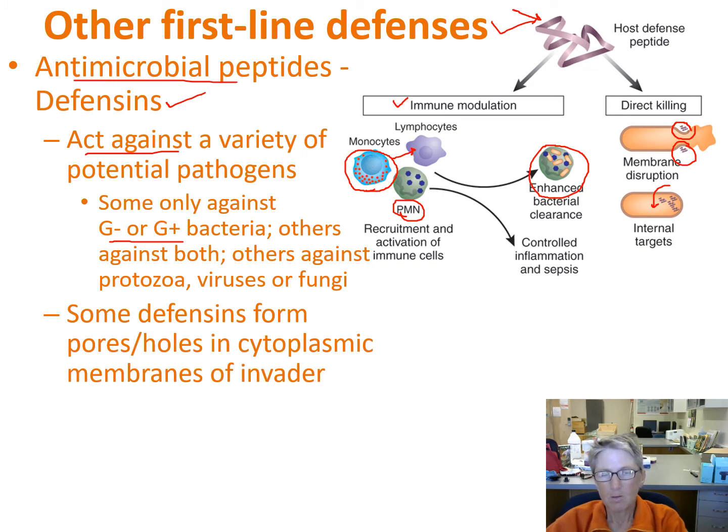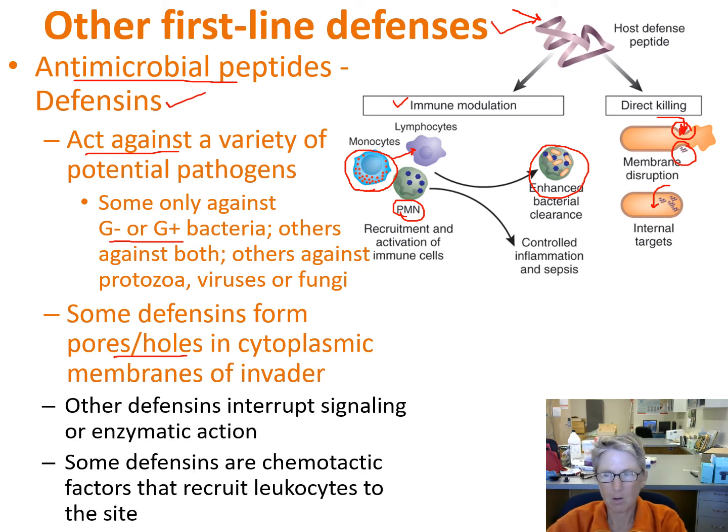Some of these defense peptides form holes or pores in the cytoplasmic membrane. That would be like this part of the cartoon. These peptides will poke a hole in the cytoplasmic membrane, the bacteria lyses and dies.